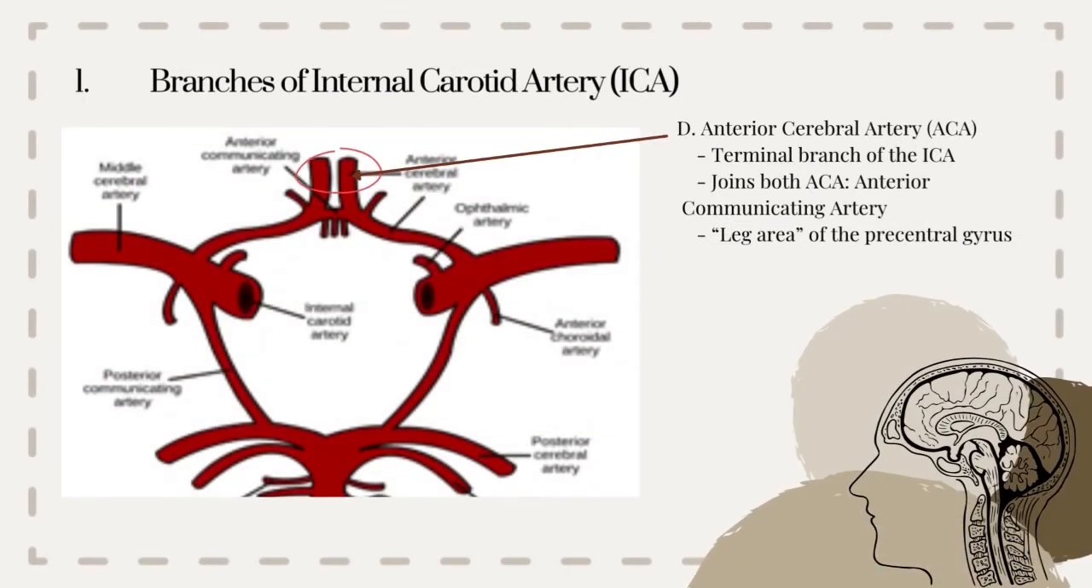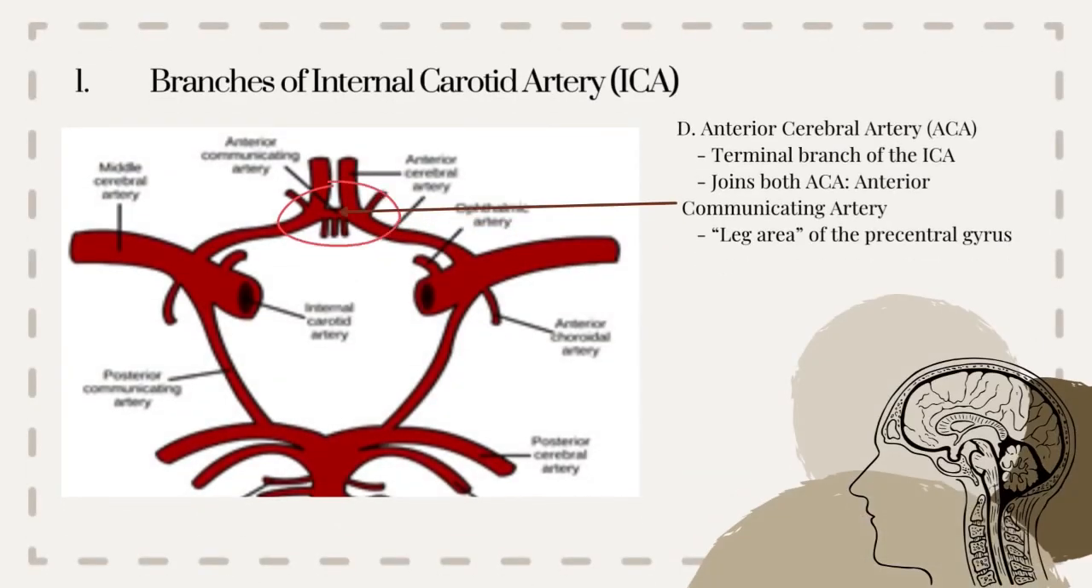Then you have your anterior cerebral artery or ACA. It is the terminal branch of your ICA or internal carotid artery. So what connects both of your anterior cerebral arteries? It is your anterior communicating artery. Okay, so your ACA basically supplies the leg area of the precentral gyrus.